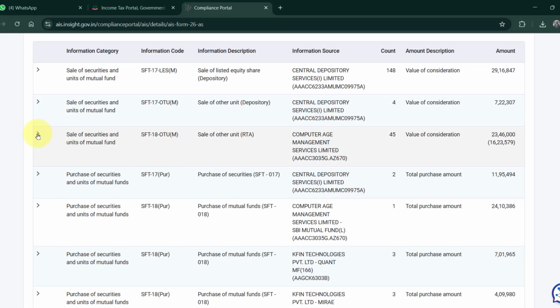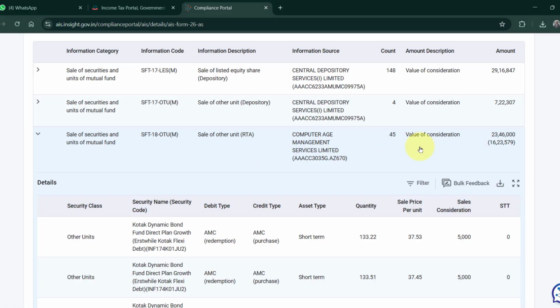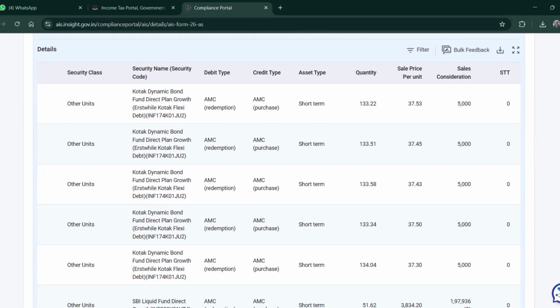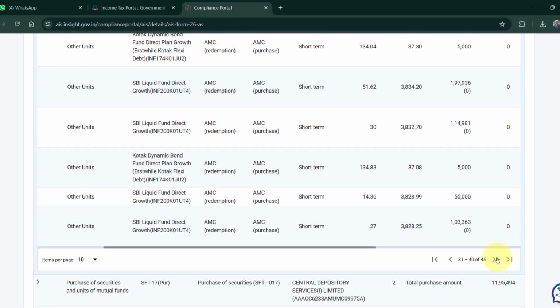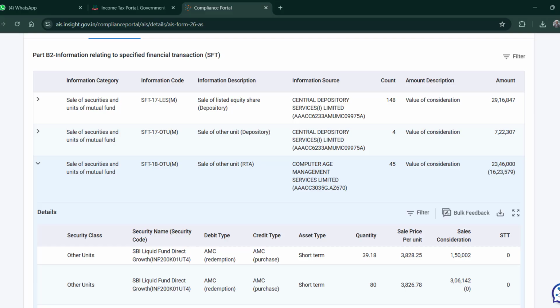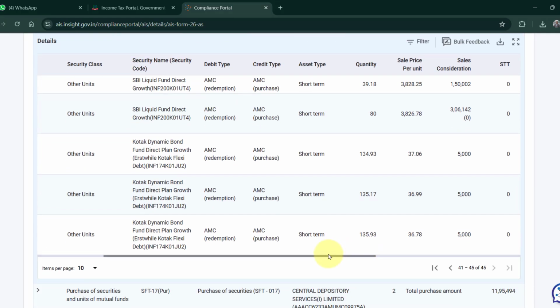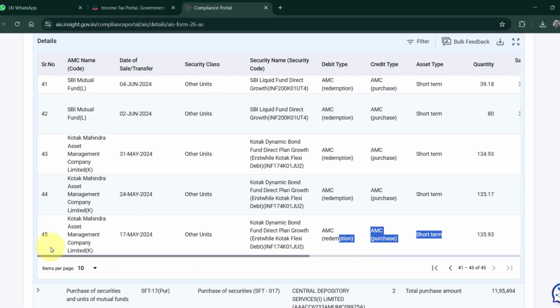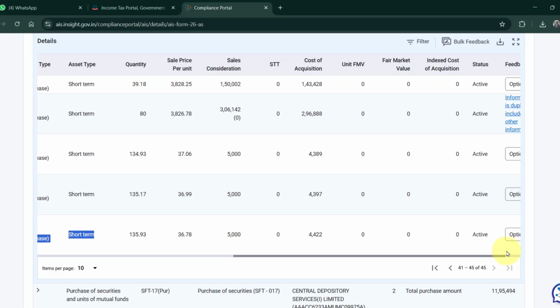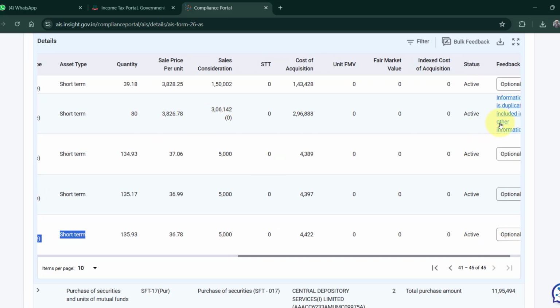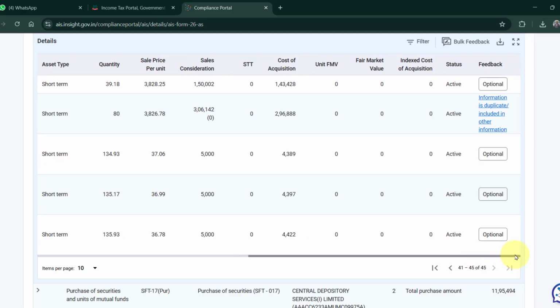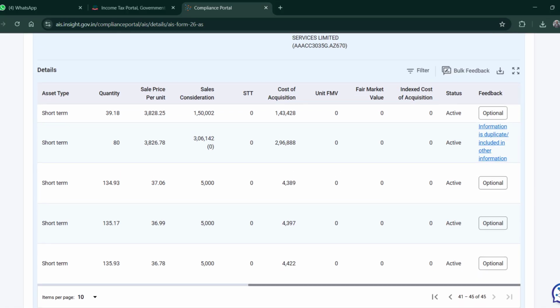Now I'll come to this place where there are 45 entries. I'll show you where these entries are. Let me go to the last one. If you go to the last one, you see this SBI entry is the same. 80 units are there, and the other information is completely the same. So I have marked this as duplicate information. Although they will correct it, as they said in the message, it is making us troublesome.